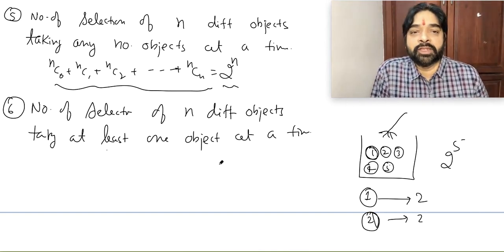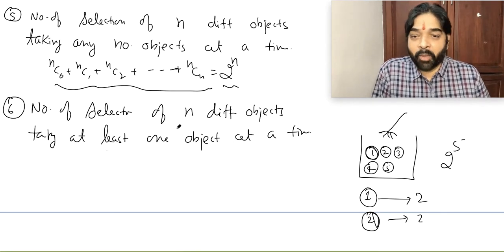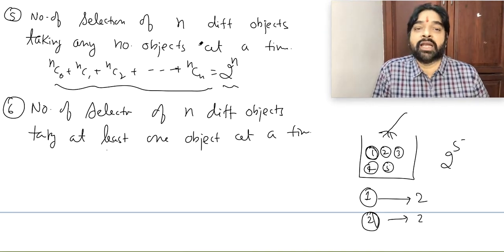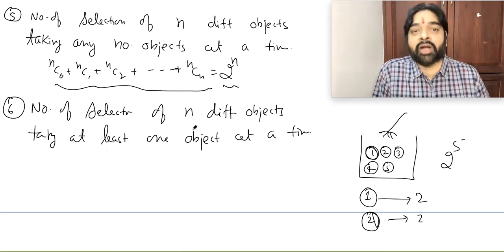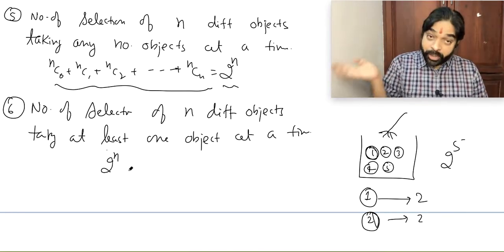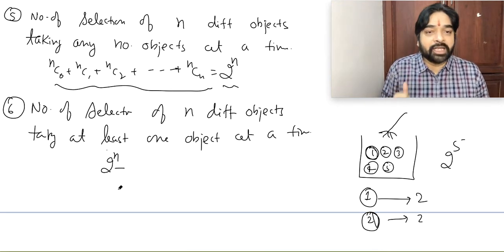Are these two questions different or the same? Different. What is the difference? Only one difference. Here, zero selection is allowed. Here, zero selection is not allowed. So what will I say? 2 power n, including zero selection, minus the number of ways zero selection will be done.